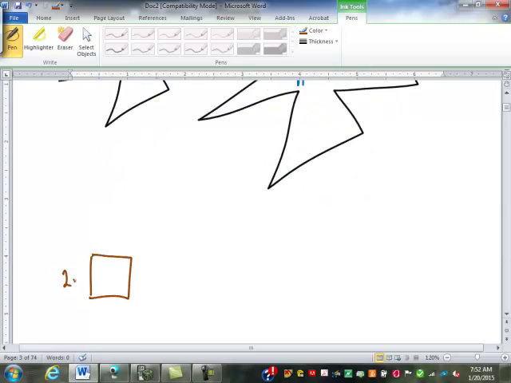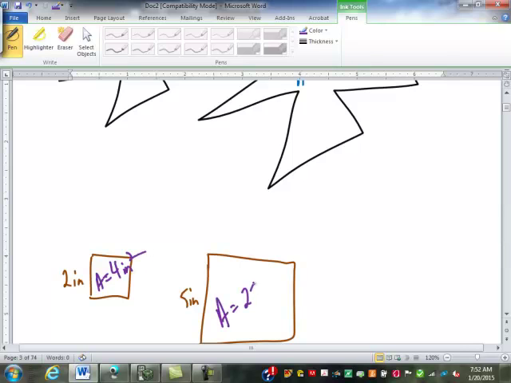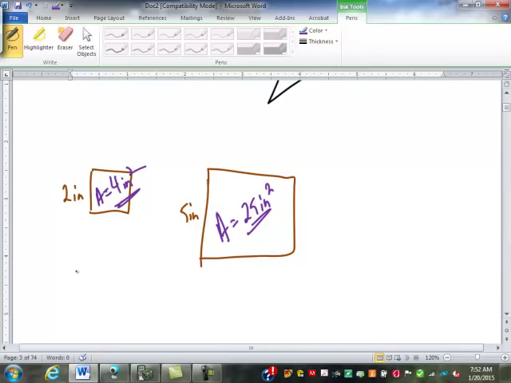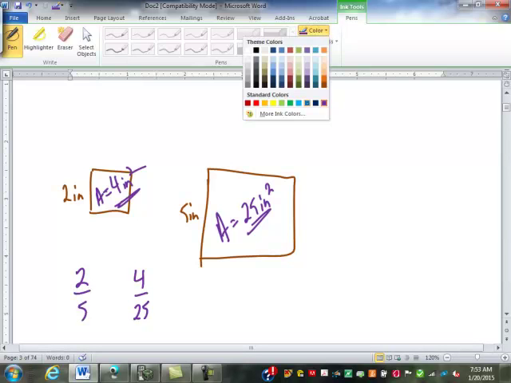Let's just take a square that is 2 inches on a side. Let's say we're going to expand it to be a square that's 5 inches on the side. What's the area of this one? 4 inches squared. What's the area of this one? 25 inches squared. Is that a 2 to 5 ratio? No, it's not. The lengths are 2 to 5, but the areas are 4 to 25. Not the same.